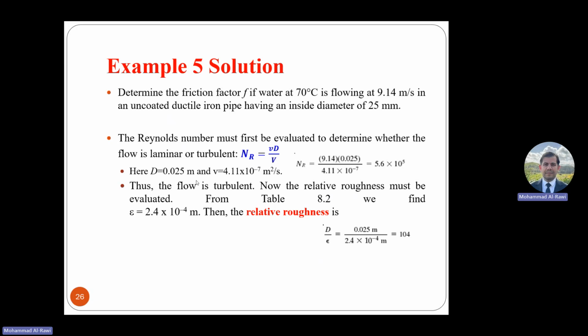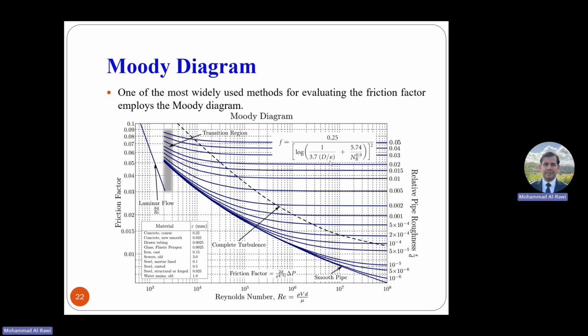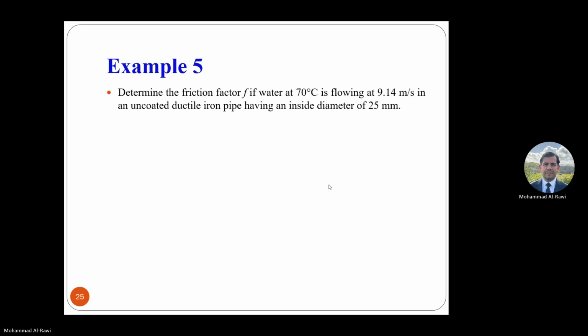The material is uncoated ductile iron pipe. You go to the relative roughness, 2.4 times 10 to the power minus 4 meters, and then you find the ratio D over E. As I say, the textbook you learned from in the past uses E over D. Make sure the units are the same, and then you get 1 divided by 10^4, a small number. It's the same concept. If you use the equation, it's D over E as well. So you work with it and just get that ratio right.